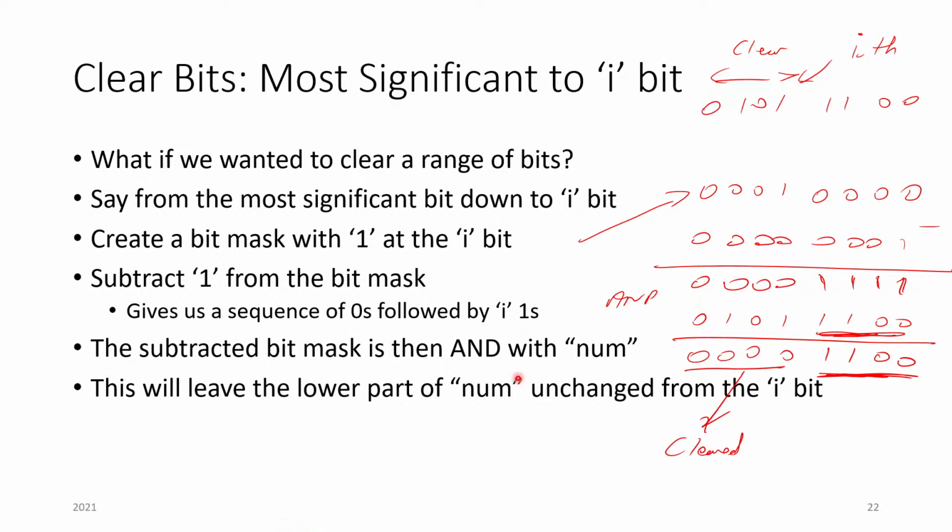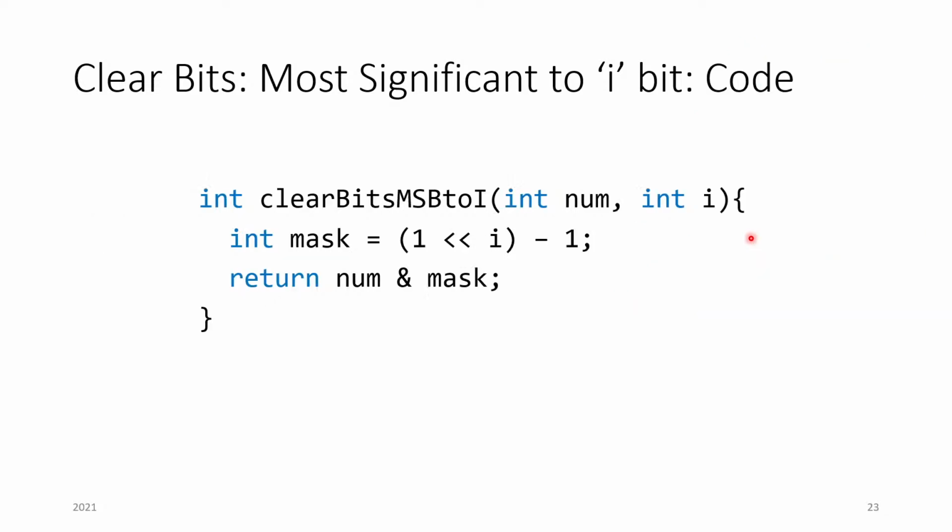So that's how you go about clearing bits from the most significant bit up to a set bit as a result. The code for this in C++ is given here as well. I would say most of these methods are very simple little lines of code. It's just a matter of knowing how to go about doing it.